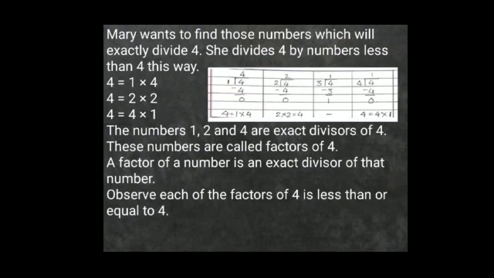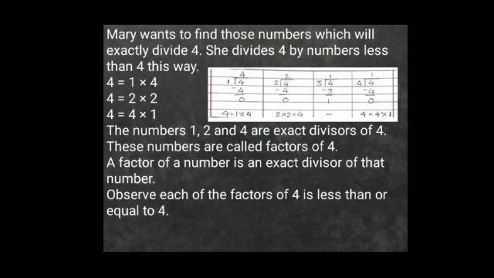In the third case, when she divided 4 by 3, she got the remainder 1 as well as quotient 1. So, we can say that 4 is not exactly divisible by 3. And in the fourth case, she divides the number by the number itself and gets the quotient as 1 and remainder as 0. So, these numbers 1, 2 and 4 are exact divisors of 4. And exact divisors of 4 means they are the factors of 4.